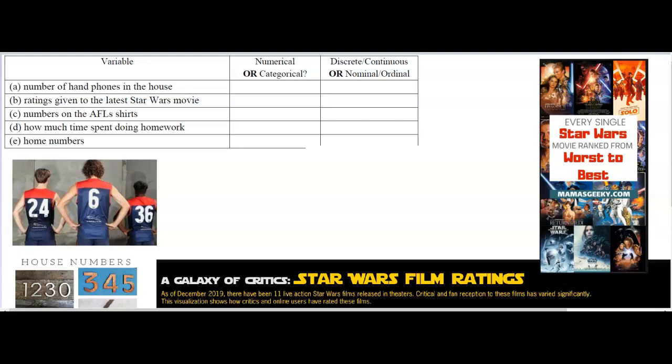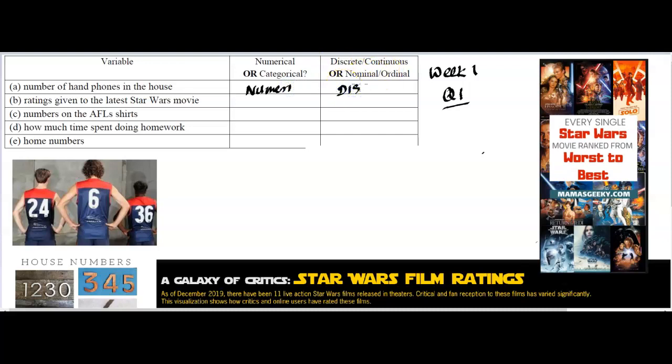All right, this is week 1, question 1. So some of you had some issues with this question. Number of handphones in the house, most of you got it correctly. I said numerical, and you said discrete because you're counting.